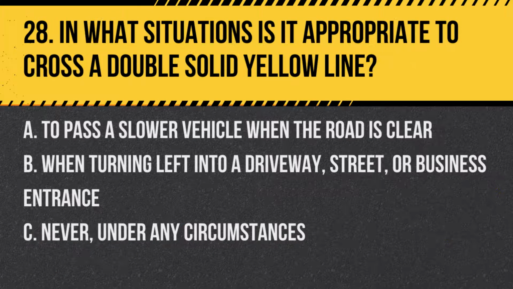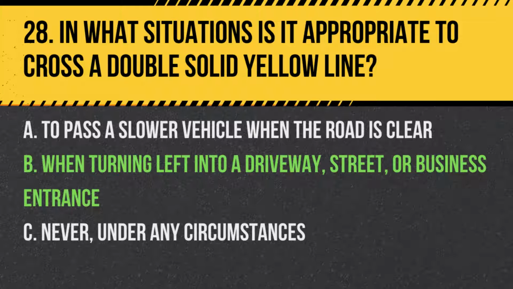Question 28. In what situations is it appropriate to cross a double solid yellow line? A. To pass a slower vehicle when the road is clear. B. When turning left into a driveway, street, or business entrance. C. Never, under any circumstances. Answer: B. When turning left into a driveway, street, or business entrance. This is one of the few exceptions where crossing a double solid yellow line is permitted.